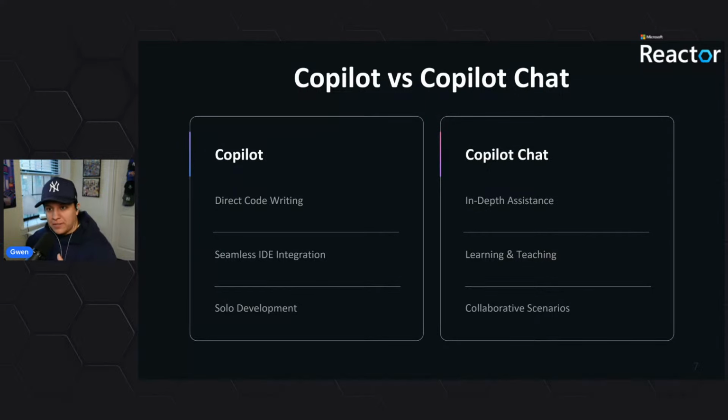So Copilot versus Copilot Chat. Copilot: direct code writing, seamless IDE integration, solo development. And on the right, we have Copilot Chat, which is more in-depth assistance, learning and teaching, and collaborative scenarios. Whenever there is a new tool, I think the best approach is to try to leverage and understand where it fits in your workflow, because you most likely have been doing work for, who knows, years, decades.